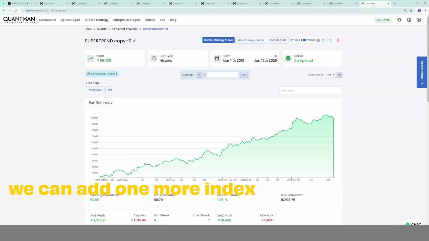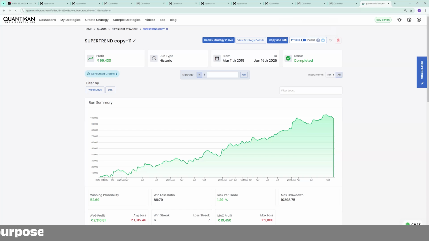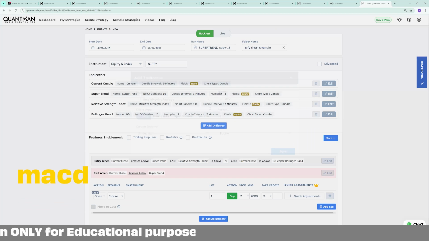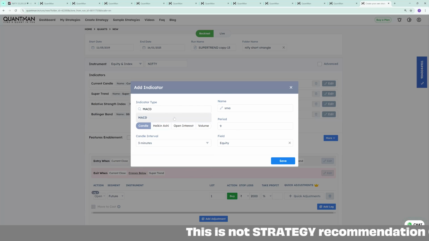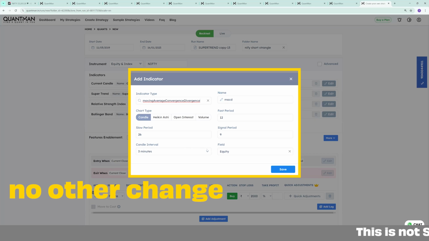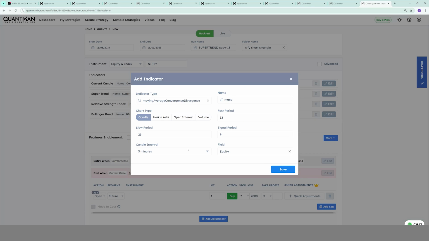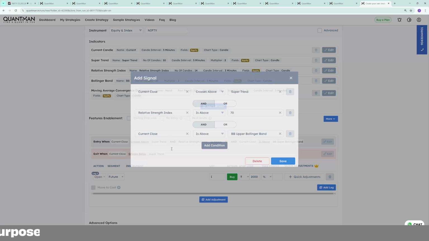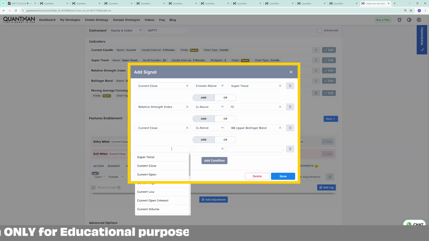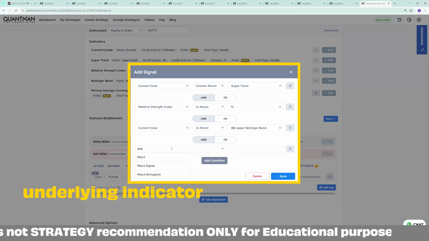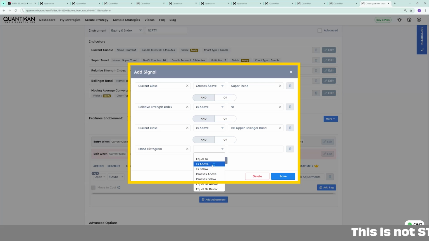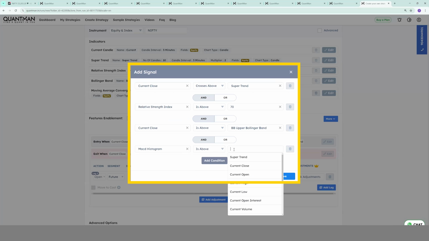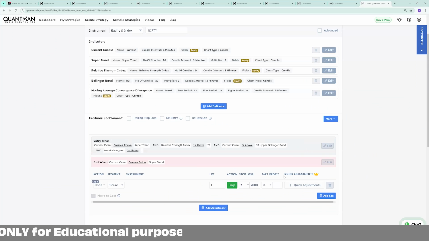Okay, we can add one more indicator, MACD. Now I am adding the indicator MACD. No other changes, default value. Writing the condition. Here MACD is an underlying indicator, so we need to use the value, not the current candle. So MACD histogram is above 1. Just a random number.